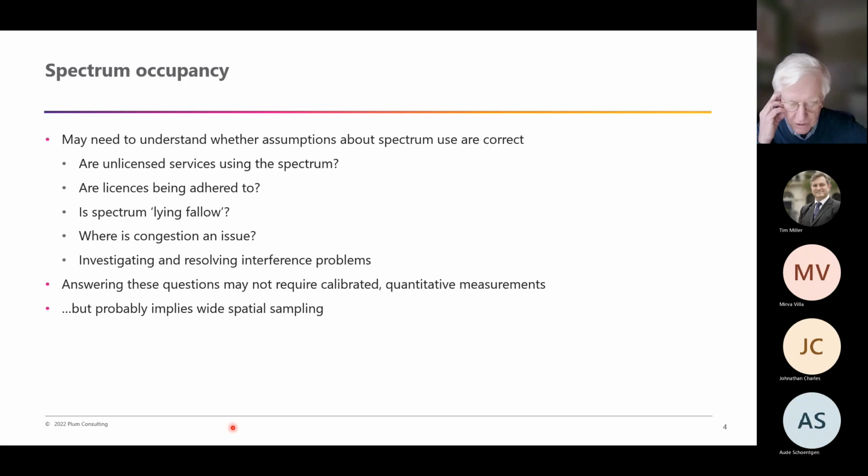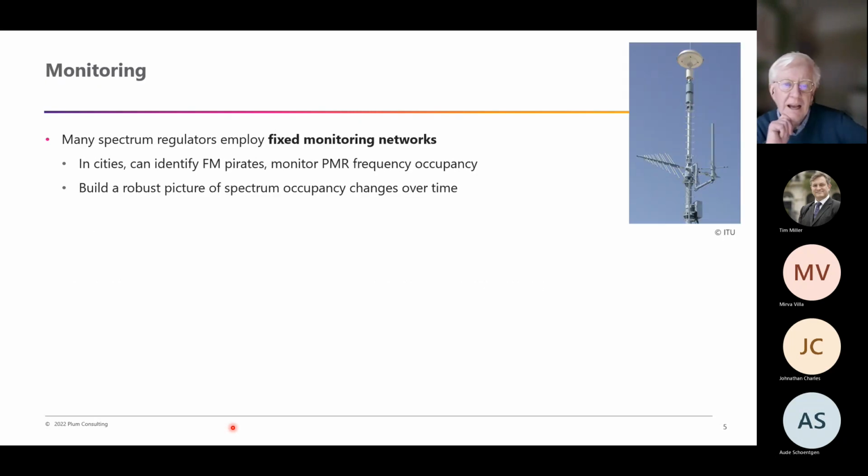We may need to cover quite a bit of geography. Probably measurement from a single fixed point isn't going to be adequate to understand what's going on, because of the great variability in signal strength with geography. And historically, many spectrum regulators have used fixed monitoring networks, and these can allow, if you deploy fixed monitoring nodes in cities, this sort of network can be very useful for identifying FM radio pirate stations. This has been one of the major uses of such fixed monitoring in the past.